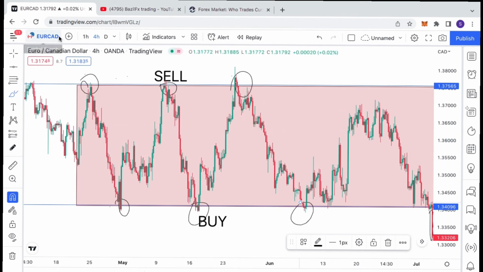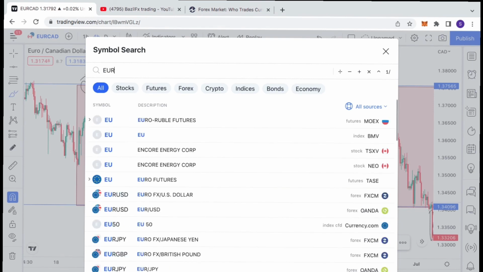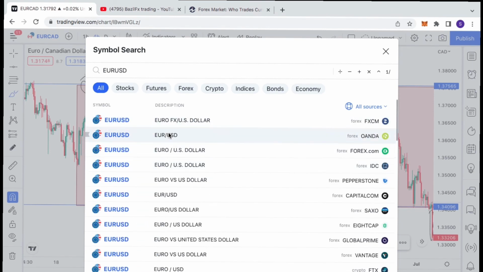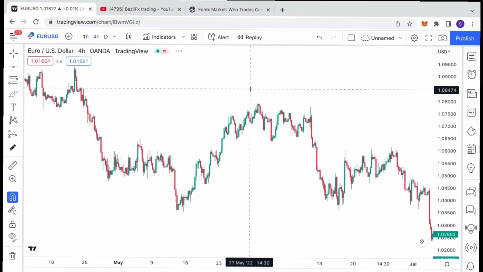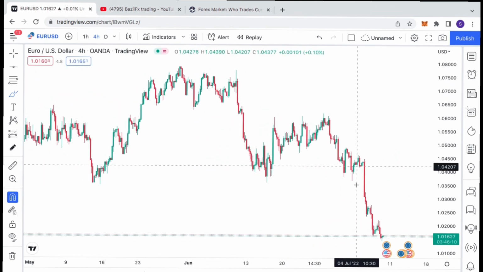As you can see, this is Euro CAD. I will show you even another currency pair. I will show you all euro pairs. They are really going down. Let's say Euro USD. Right now it's also in a downtrend, as you can see. It broke structure.